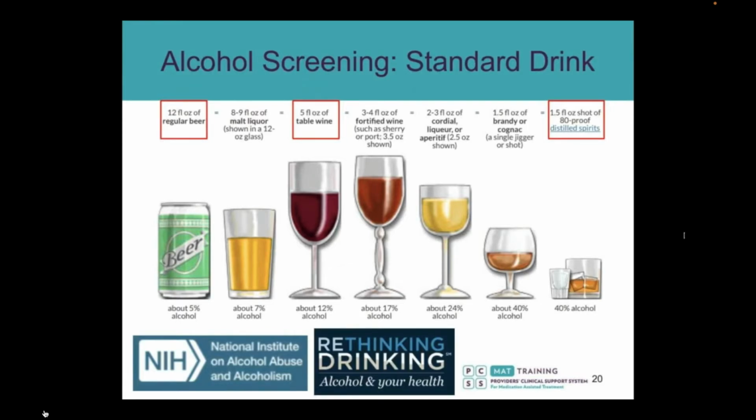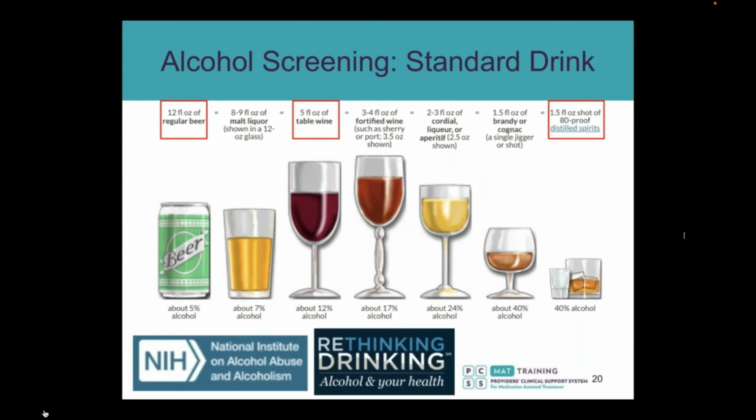An important point also in terms of thinking about standard drinks is that people consider a standard drink very differently. So one drink can range from anything from a very small glass of wine in the evening to a large Long Island iced tea, and patients will often say that they have one drink regardless. So the most common standard drinks are 12 ounces of 5% alcohol beer, 5 ounces of 12% alcohol wine, and 1.5 ounces of 80 proof or 40% alcohol liquor.